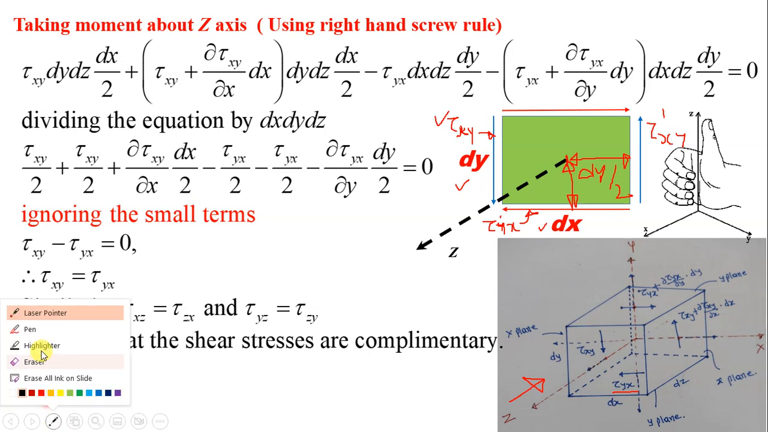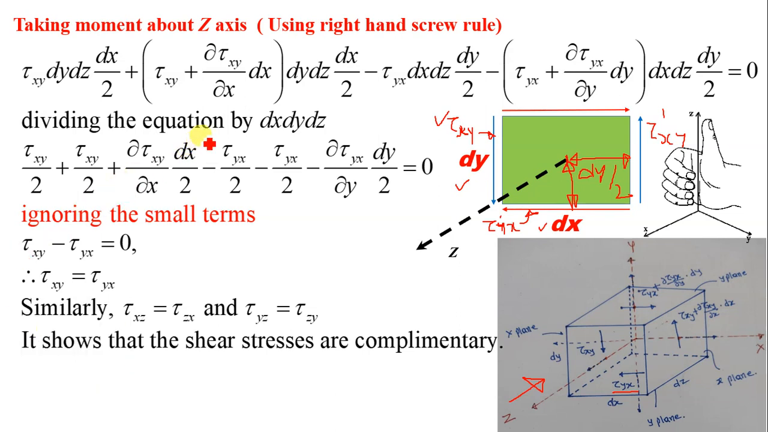So let us ignore the small terms. Now which terms will we ignore from this equation? We will ignore this term. Okay, again we will ignore this term. So now we are having tau xy by 2 plus tau xy by 2 is equal to tau xy. Tau yx by 2 minus tau yx by 2, both are having minus sign. Hence we are having tau yx, right hand side is equal to 0, and thus tau xy is equal to tau yx, right? And this is called the complementary stresses.